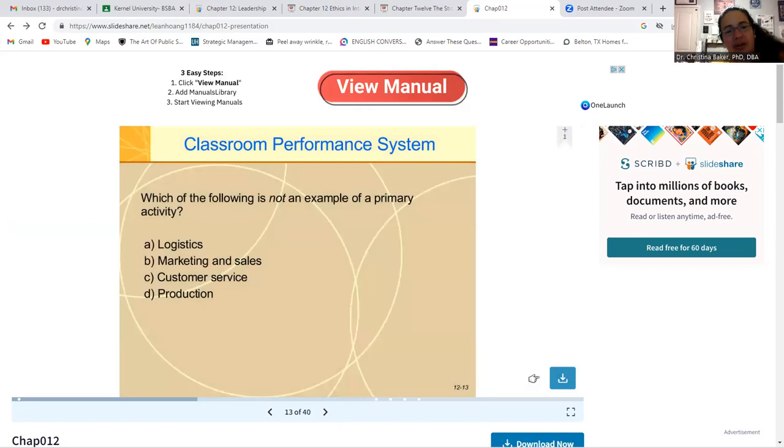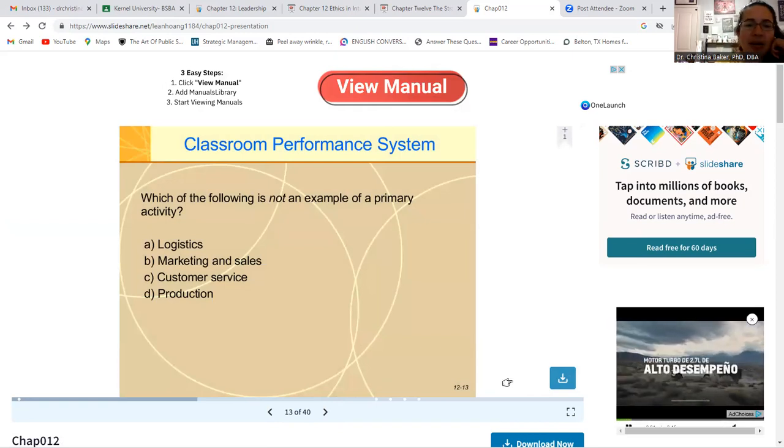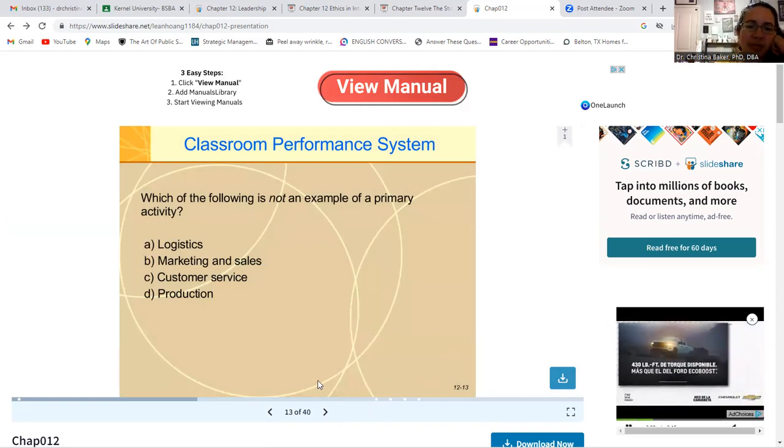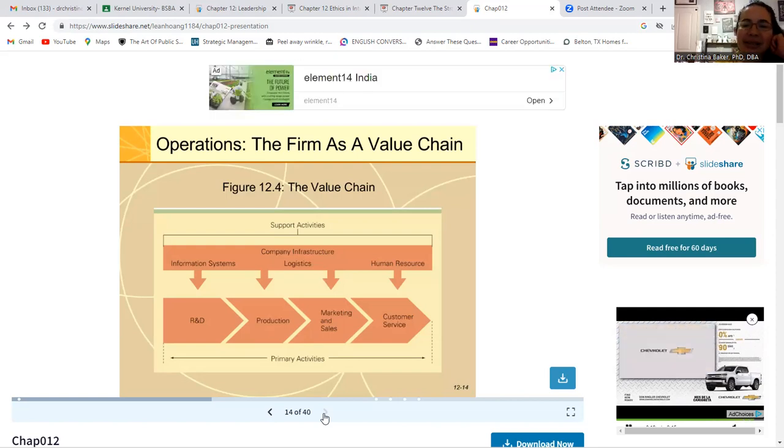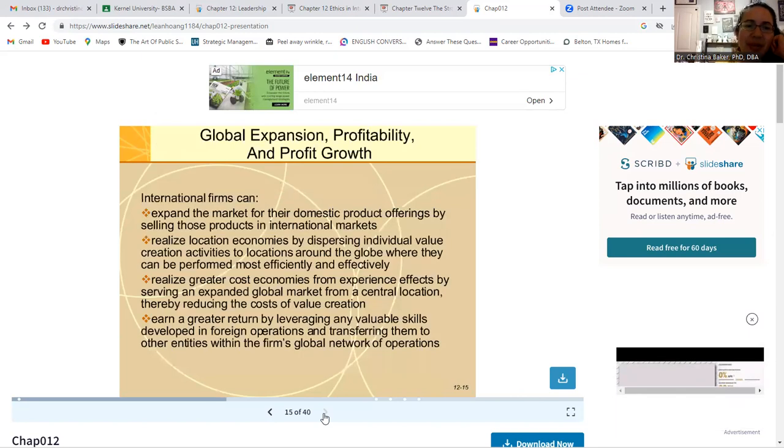Which of the following is not an example of a primary activity? Logistics, marketing, sales, customer service, and production. Value chain: that's information systems, company infrastructure, logistics, human resource, R&D, production, marketing and sales, customer service.